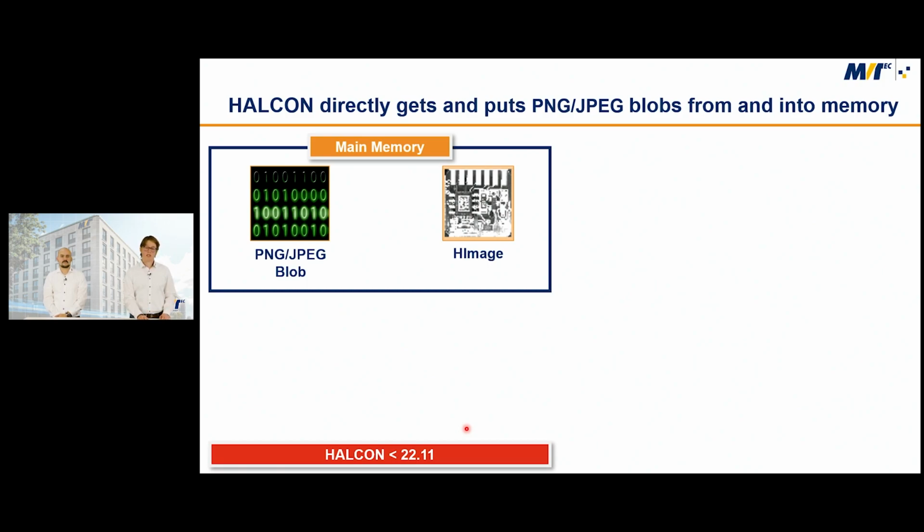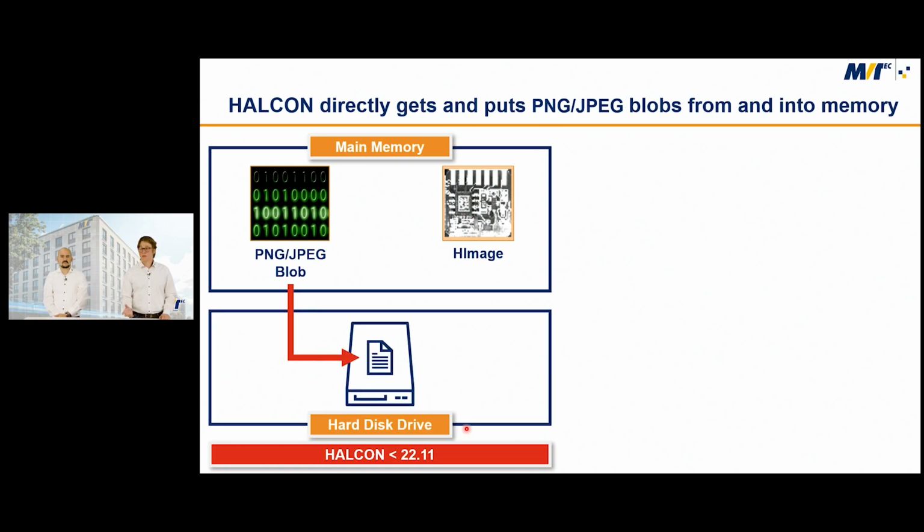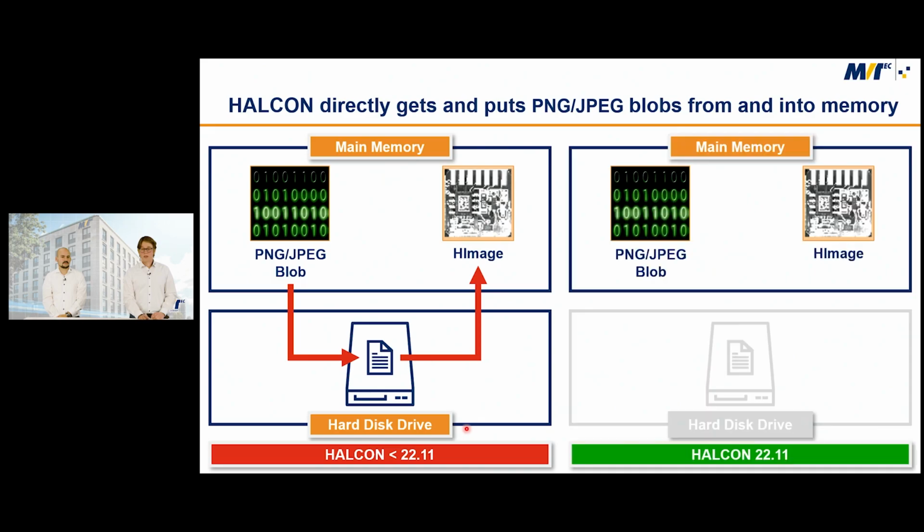The workflow as before 22.11 would be to write the image blob to file and read it via Halcon with read image to gain an H image. This is really restrictive. Sometimes you don't have access to a hard drive to write your data on. Sometimes you don't even have the rights to write on that hard drive disk or not the space for it. So with memory blocks, the conversion between PNG and JPEG blobs can be done all within main memory.